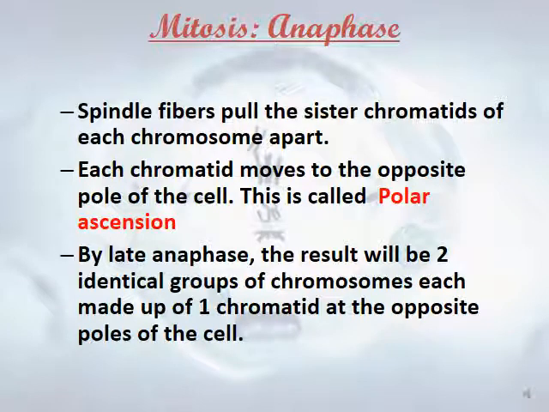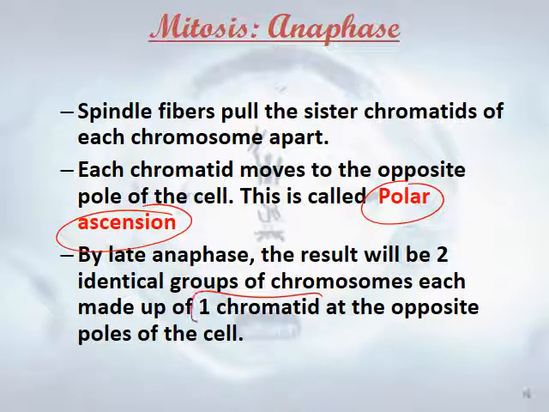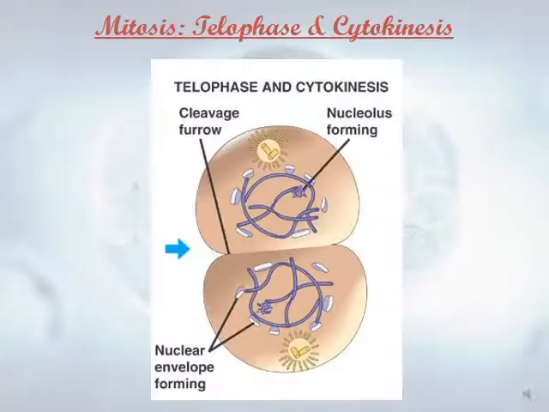So the events of anaphase: spindle fibers pull the sister chromatids of each chromosome apart. Each chromatid moves to the opposite pole of the cell. This is called polar ascension. And by late anaphase, the result will be two identical groups of chromosomes, each made up of one chromatid, at the opposite poles of the cell.